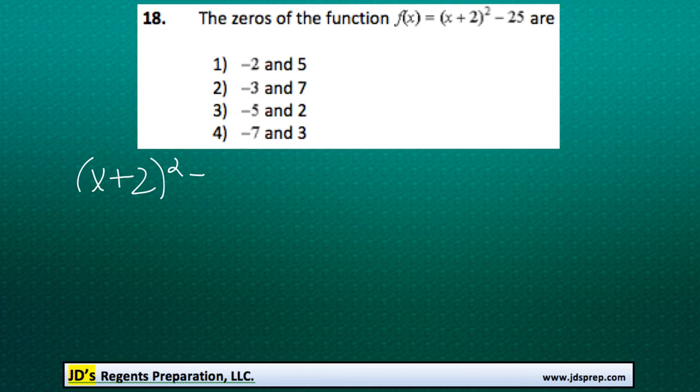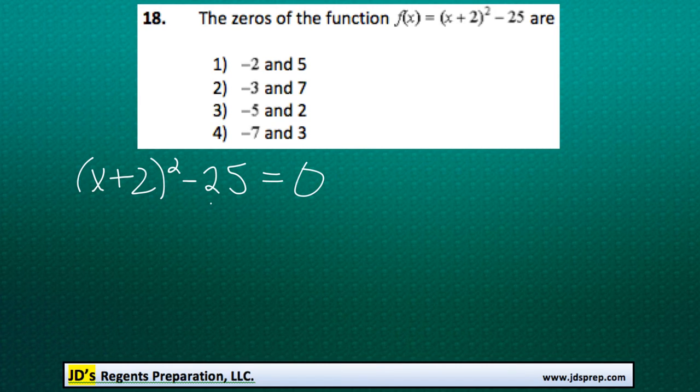minus 25. X plus 2 squared minus 25. So to find the zeros, we're going to set this whole function equal to 0 and solve for x.